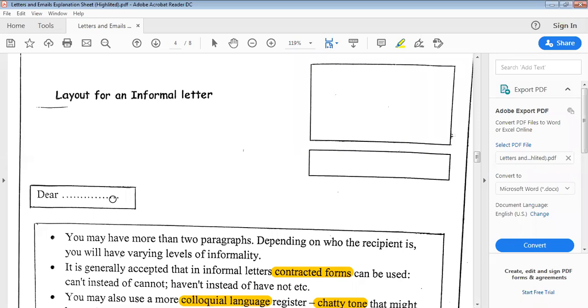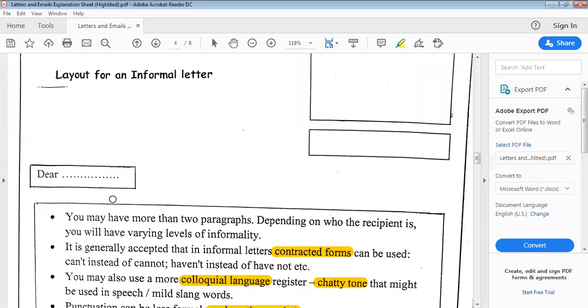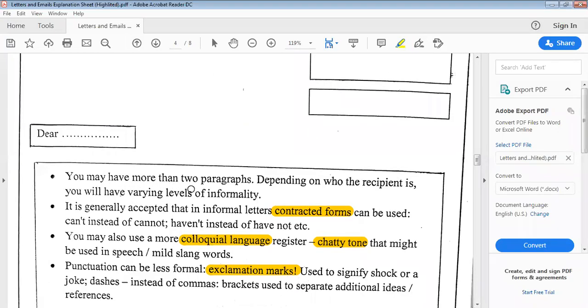So in an informal letter, I can use contractions, of course. You may have more than 2 paragraphs in the body, okay? However, a letter should be about 4 paragraphs, okay? It shouldn't be long. Letters should not be long, okay? Of course, it depends on what you're writing and who you're writing to. It is generally accepted that in informal letters, we use contracted forms. So we can use contractions in informal letters. We can use can't, haven't, and so on.